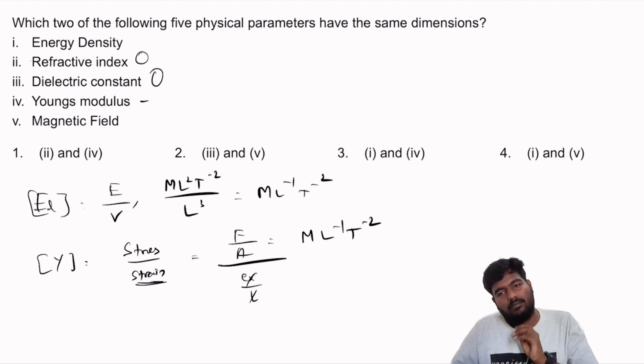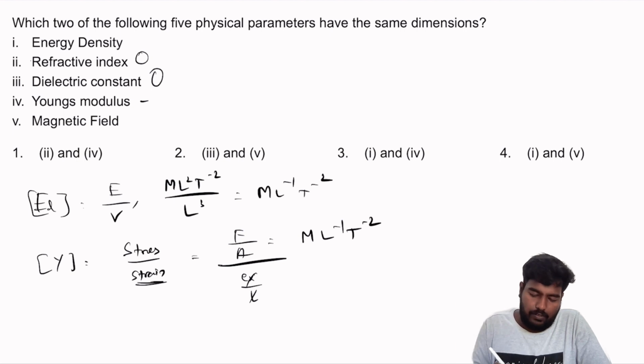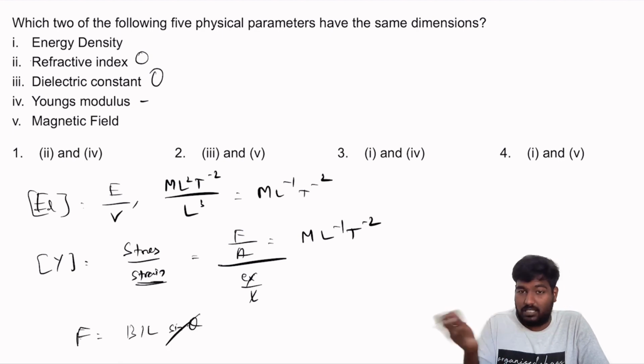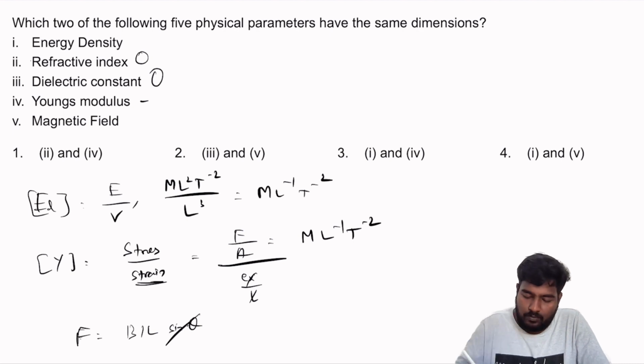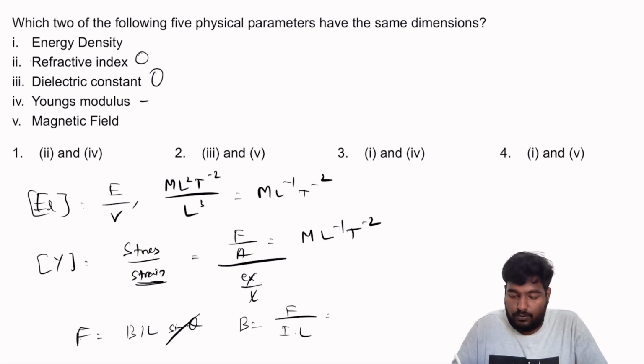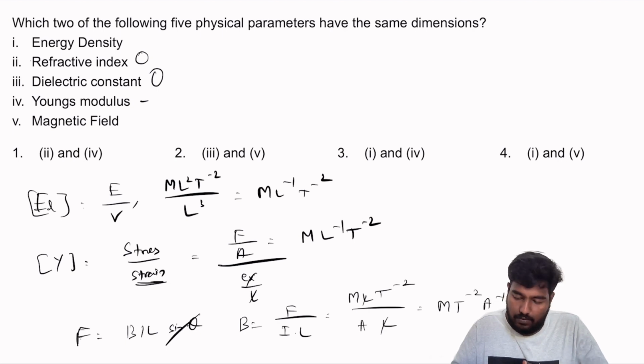And magnetic field. You can get the dimension of the magnetic field from any one of the equations. For example, force is BIL sine theta. We leave the sine theta because it doesn't have dimension. So B is force by current into length. The force is M L T power minus 2, divided by current A and length L, so L cancels. So what you will get is M T power minus 2 A power minus 1.